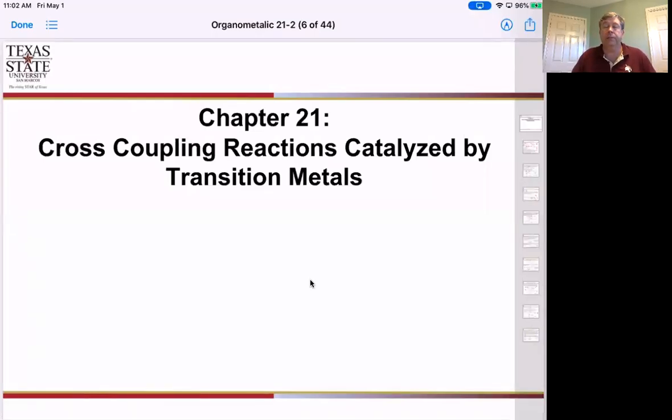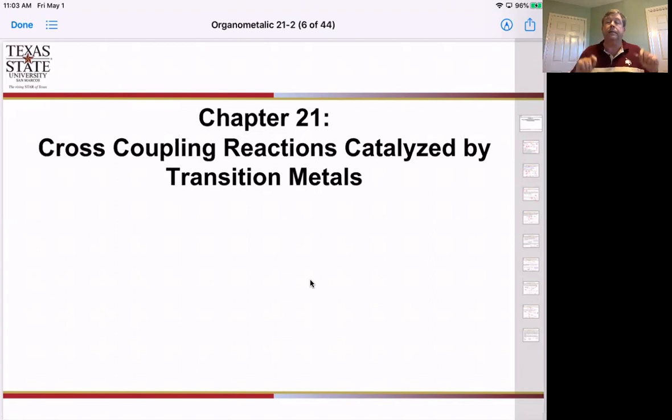Okay, Organic Chemistry 2342. Here we're going to take our video two for chapter 21, Introduction to Cross-Coupling Reactions Catalyzed by Transition Metals. As we saw before, the mechanism is the cyclic group between oxidative addition, transmetallation, followed by reductive elimination. And we figured out that it can happen on sp, sp2, and sp3 hybridized carbons.